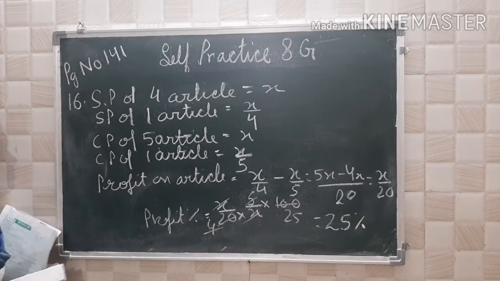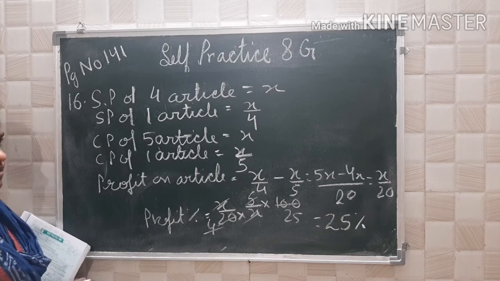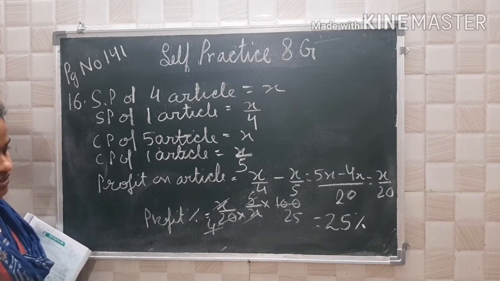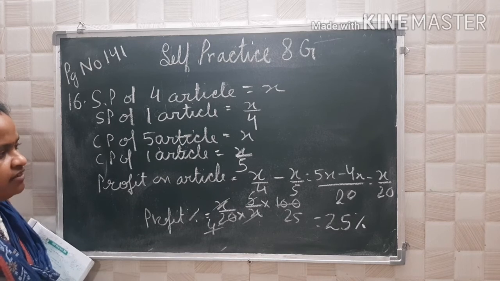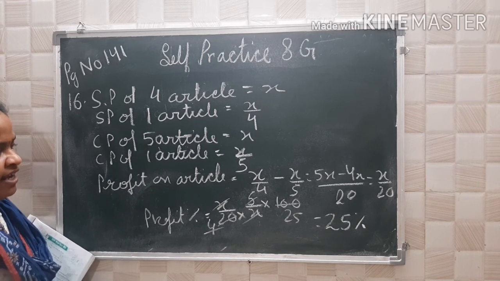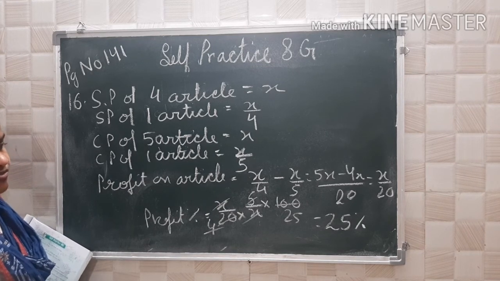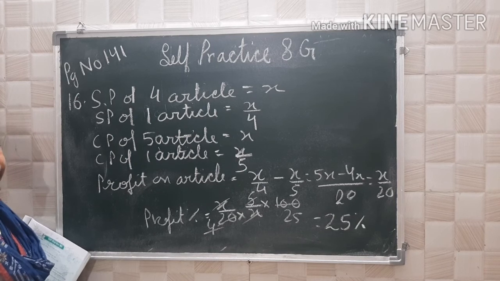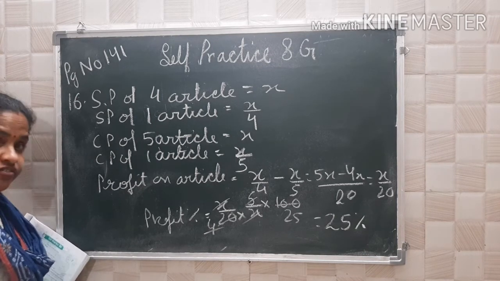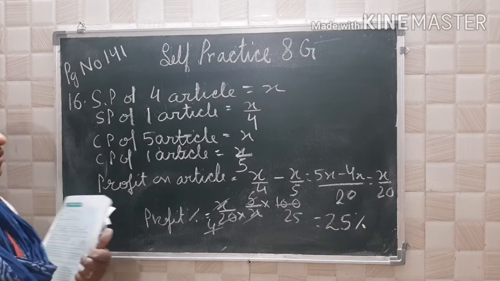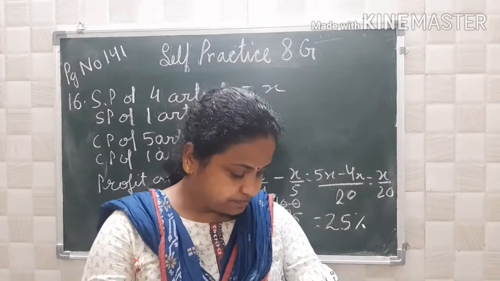See once more. SP of 4 articles is equal to x, SP of 1 article is x by 4. CP of 5 articles is equal to x, CP of 1 article will be x by 5. Profit on an article will be x by 4 minus x by 5, which is equal to x by 20. The profit percent will be x by 20 into 5 by x into 100, which is equal to 25%. This is about the articles one.